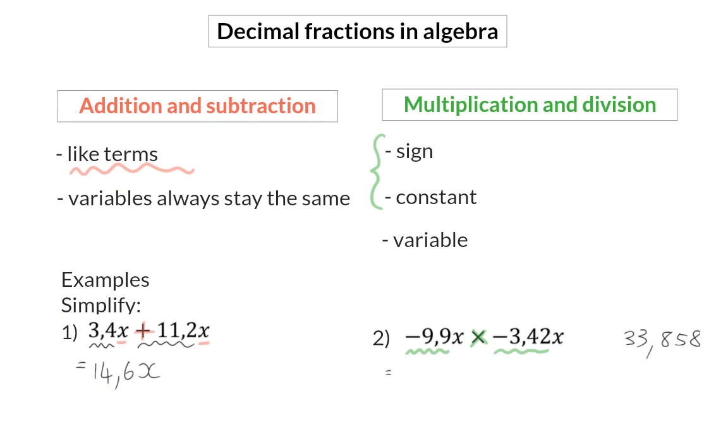I'm going to round to 2 decimals, so I will write down 33,86. My next step will be to simplify by multiplying the variables. Remember that you indicate the number of x's multiplied in the exponent. So here we have 1x multiplied by another one to get a final number of x's multiplied of 2.